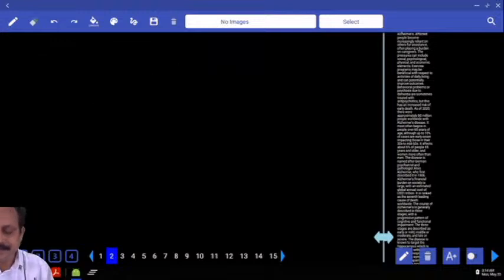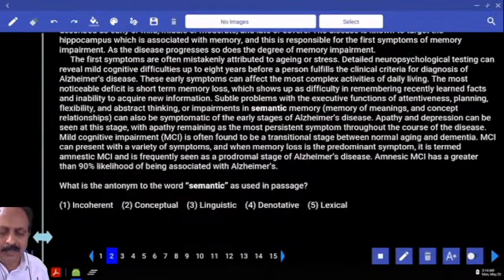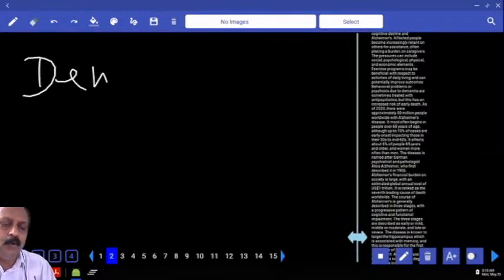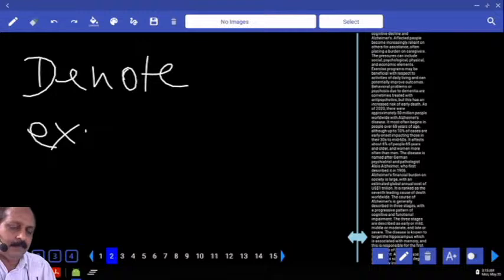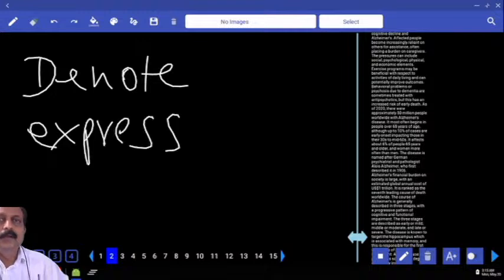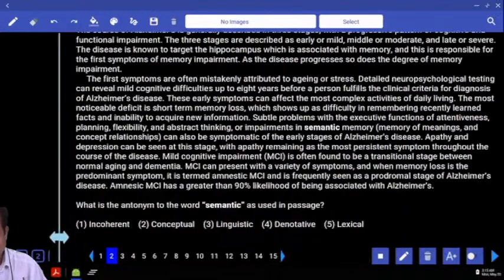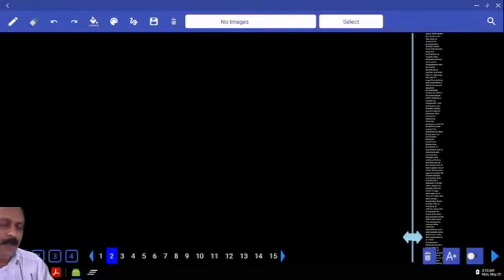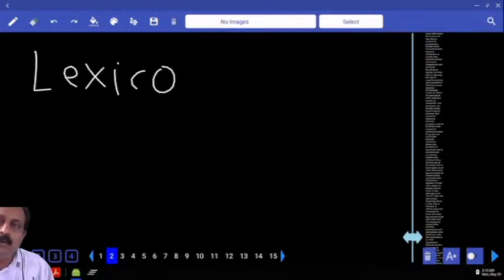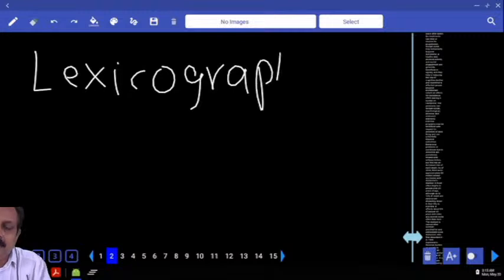Have you written? The next word, denotative, but write the word denote. Something denotes means express. Usually this word, a particular part of speech denotes something, means what? Expresses something. Have you guys written? What is the next one? Write the word lexicographer. This has been given a few times. Who is a lexicographer? If someone knows, you can.